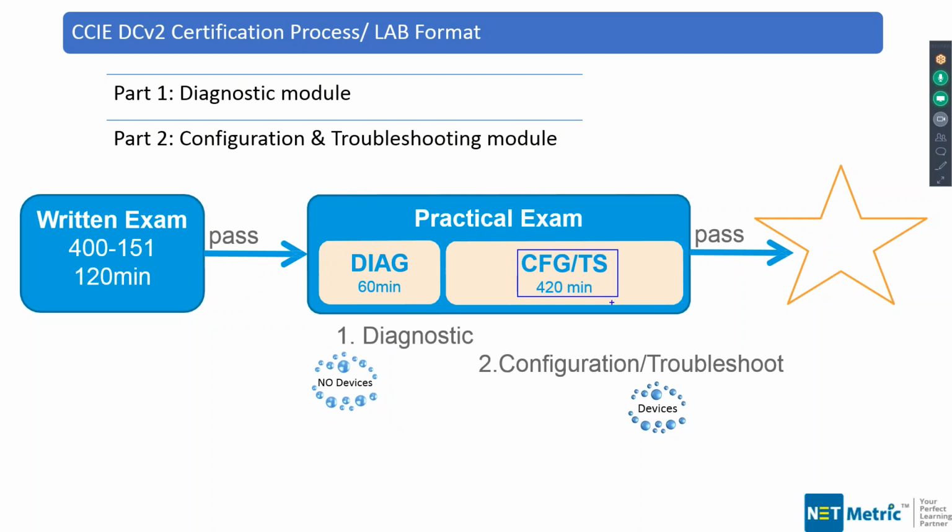So the CCIE Lab is actually a total 8 hours exam. In that 8 hours, 60 minutes, that is 1 hour, is reserved for the diagnostic, and in the other 7 hours you can do the configuration and the troubleshooting, in which you have to actually take access to the devices. So once you have cleared both the diagnostic as well as the configuration and troubleshooting modules, then only will you get your CCIE number.